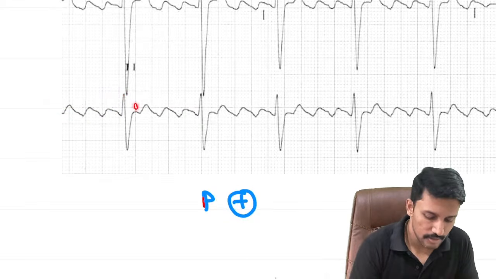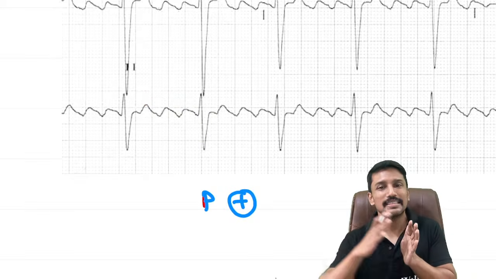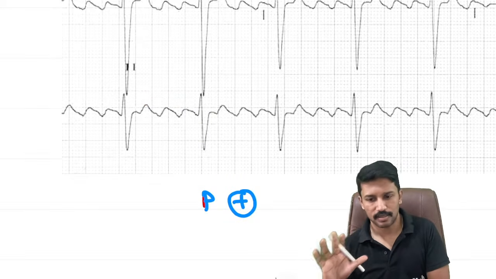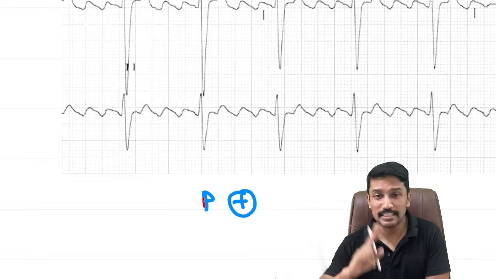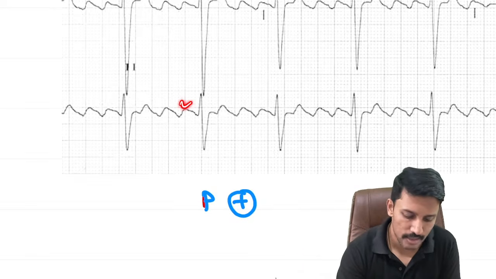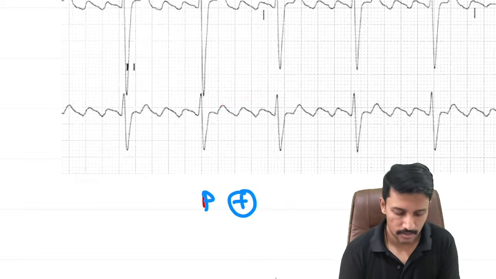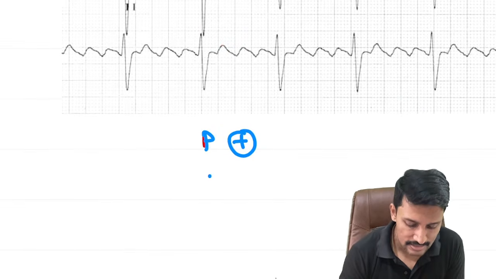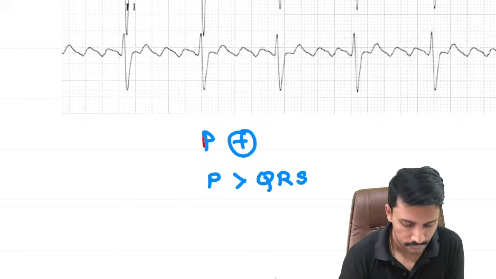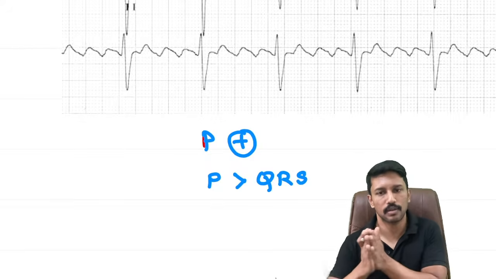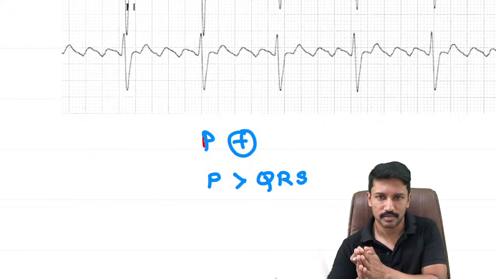If I label this as T, then these should be P. So here P is not followed by QRS, right? All of you agree? Each P is not followed by QRS. Only a few P's are followed by QRS. This P is followed by QRS, not these P's. So in that case, can I clearly say that the number of P waves is more than the number of QRS complexes, right?